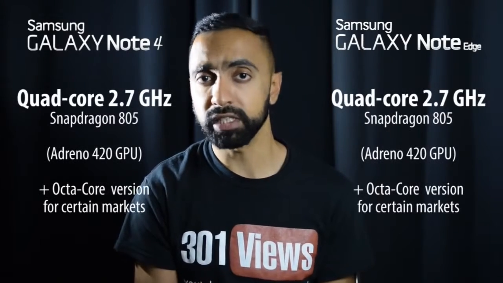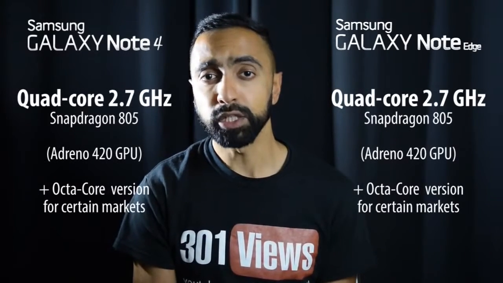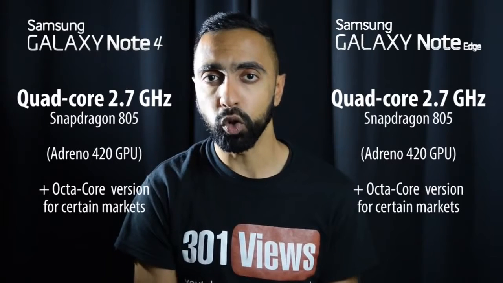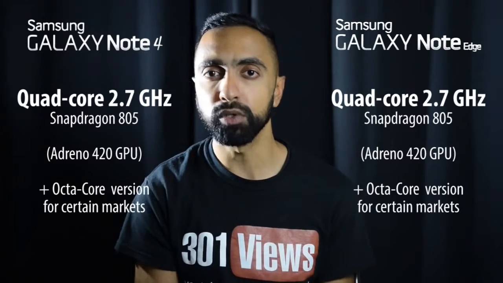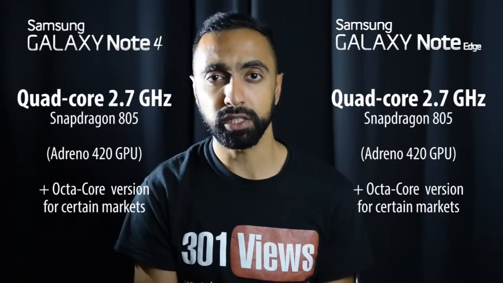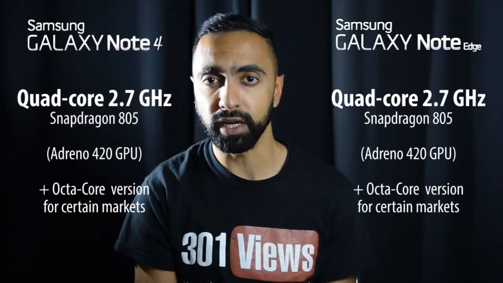Now looking at the internals, these are very similar across the board. Firstly, same processor, Snapdragon 805 2.7 GHz quad-core processor with the Adreno 420 GPU. So these are some of the highest specs out there. This is going to be super fast on both of these devices.